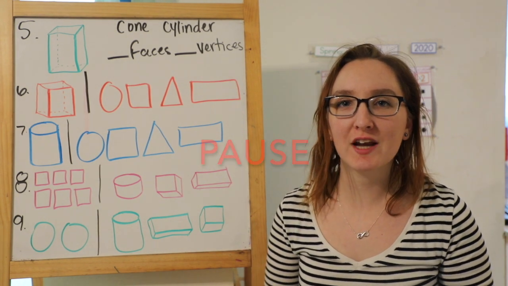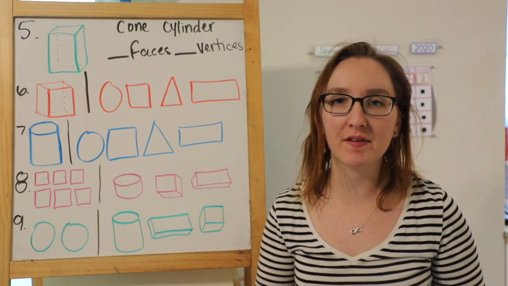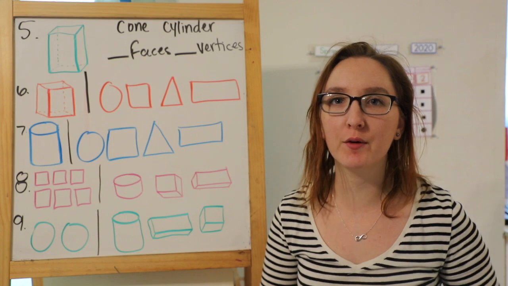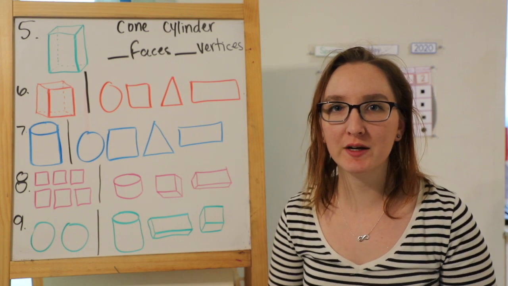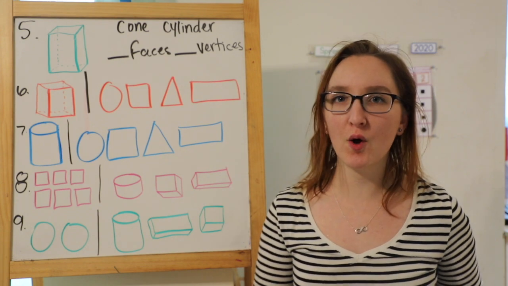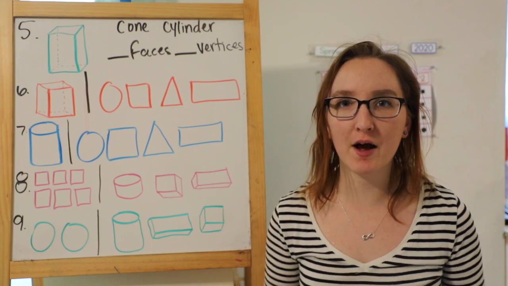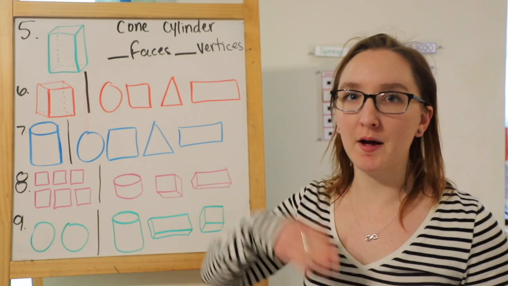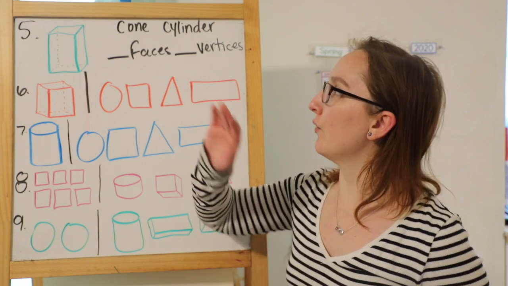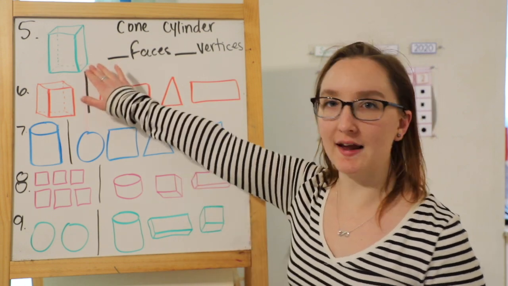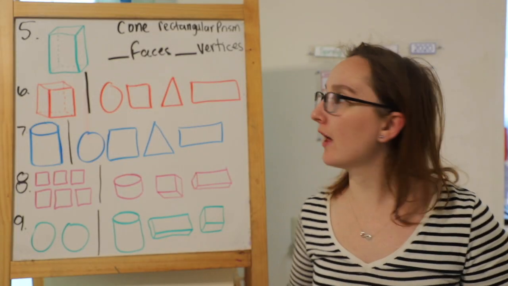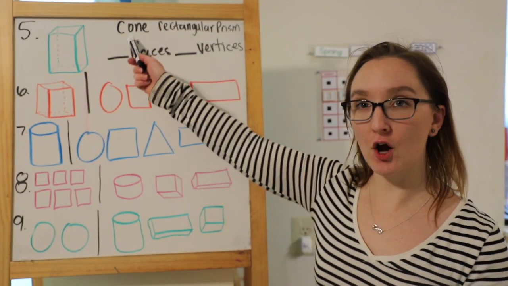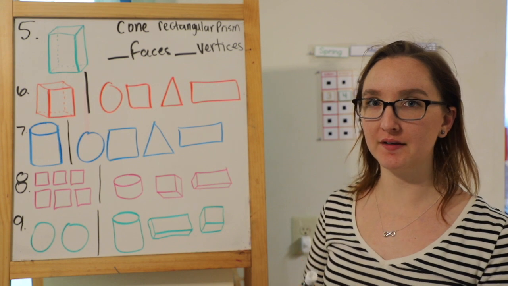Welcome back. You should have finished the bottom of 723 and worked through the page of 724. So now let's go over what those answers were and how we get to those answers. So at the bottom of page 723, we have a shape that looks like this. We need to say whether this shape here is a cone or a rectangular prism.